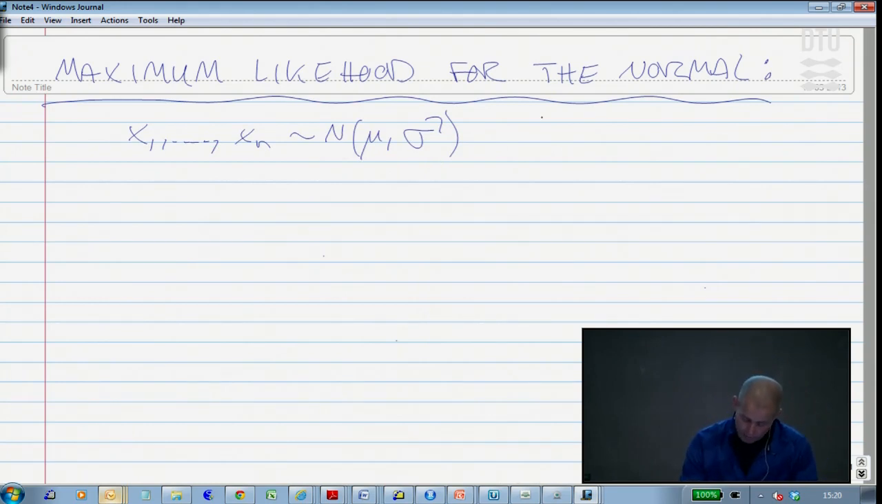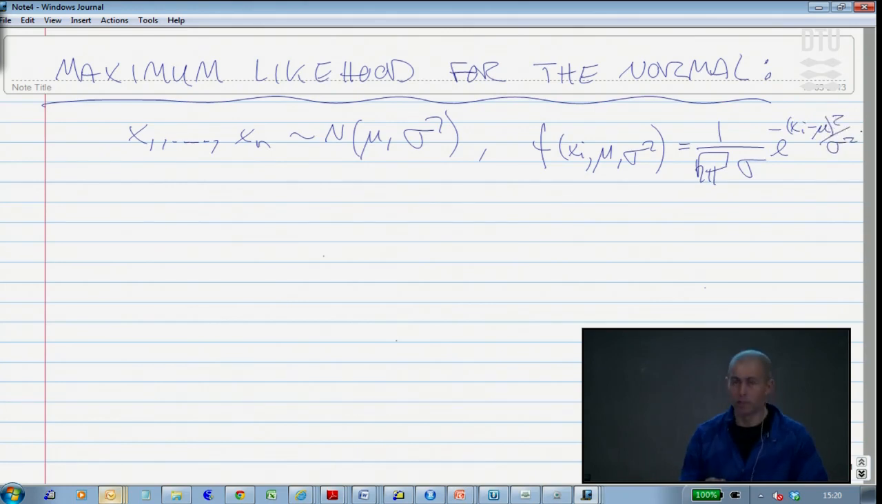That is the density of xi. We have mu and sigma squared in the density, which would be 1 over square root 2 pi sigma, e to minus, let me see if I can remember, xi minus mu squared divided by sigma squared. This is the density function for the normal distribution with mean mu and variance sigma squared.